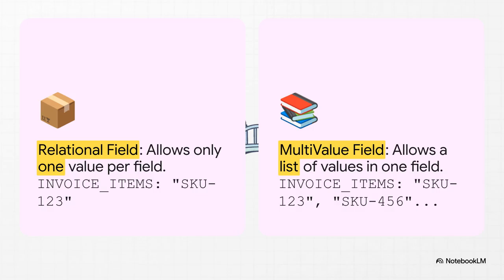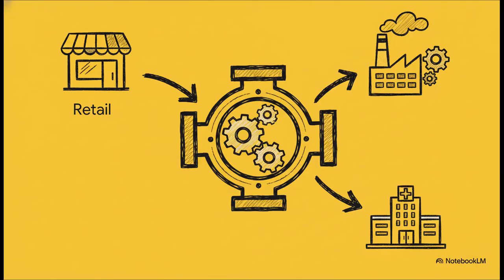This was an absolute game changer for things like invoices with multiple line items, or complex medical records, or even lists of manufacturing parts. And because of this incredible flexibility, you had entire industries building their most critical systems on this data model. We're talking retail managing inventory, hospitals tracking patient histories. MultiValue was the engine running everything behind the scenes, holding decades of priceless business logic.